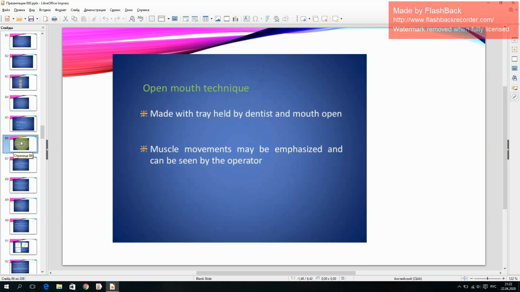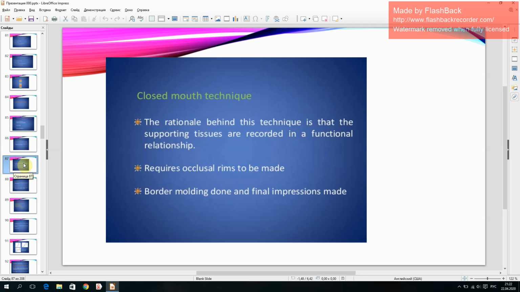Open mouth technique: made with tray held by dentist and mouth open. Muscle movements may be emphasized and can be seen by the operator. Closed mouth technique: the rationale behind this technique is that the supporting tissues are recorded in a functional relationship. Required: occlusal rim to be made, border molding done, and final impressions made.